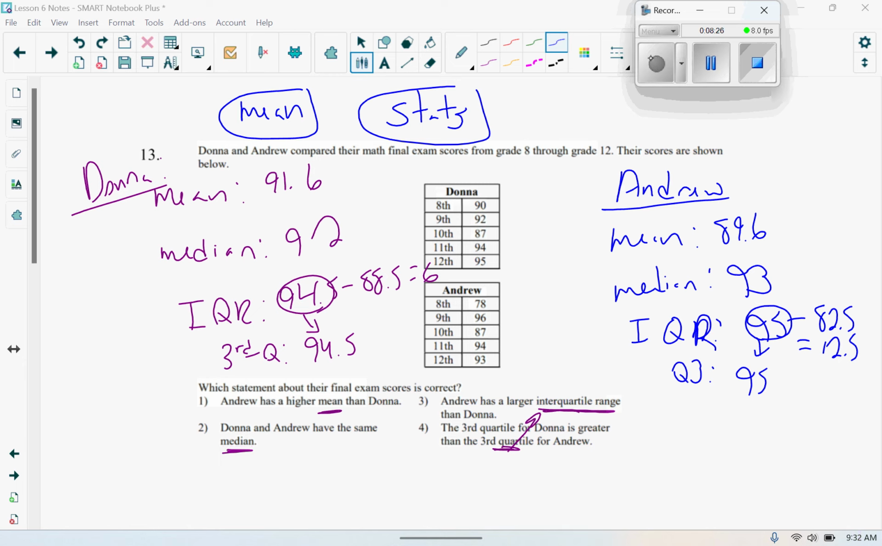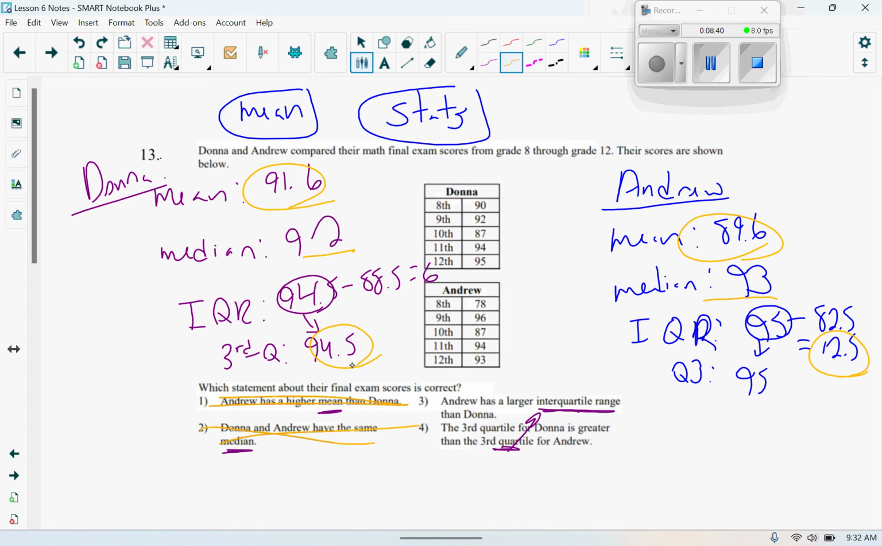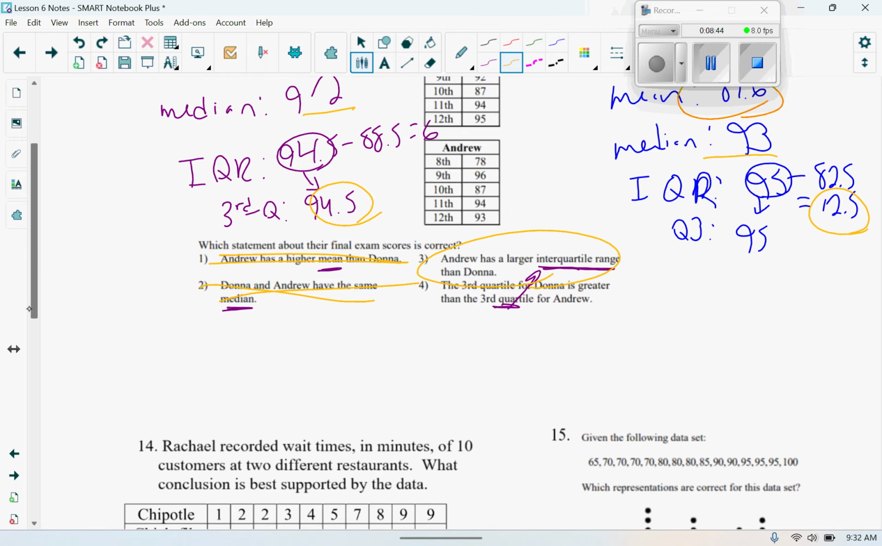So does Andrew have a higher mean than Donna? No. Donna and Andrew have the same median. Again, no. Andrew has a higher interquartile range than Donna. Yes, that's the one right there.